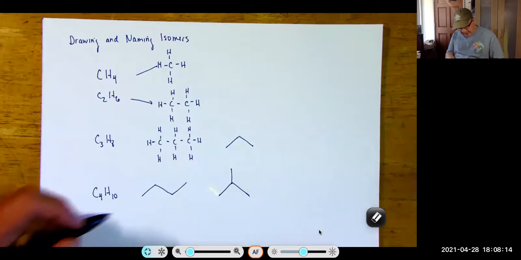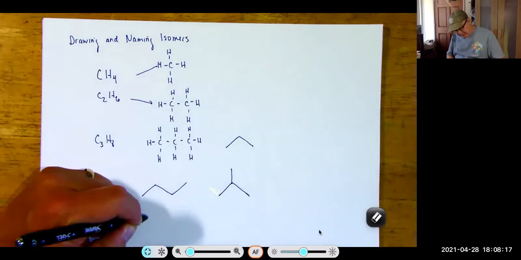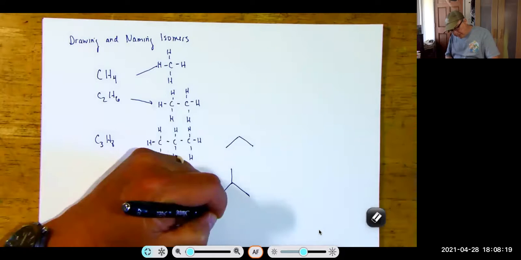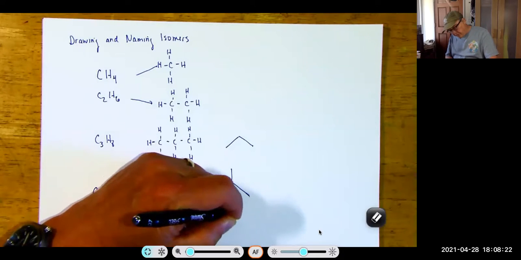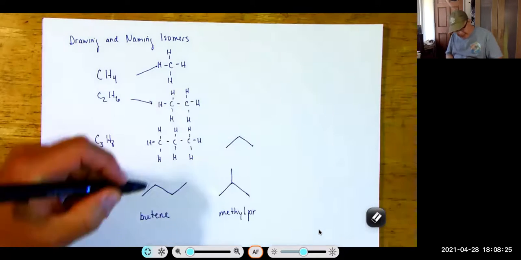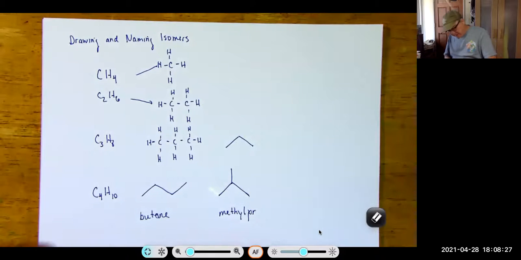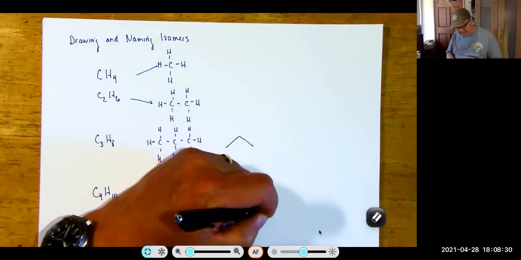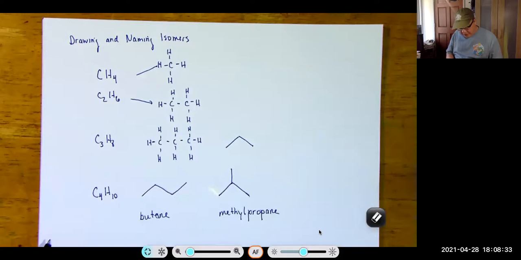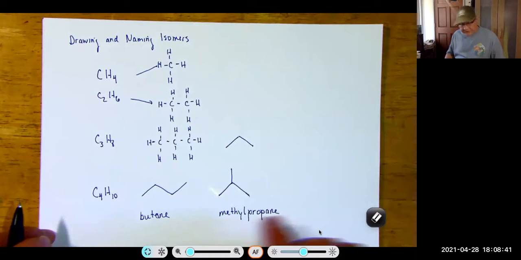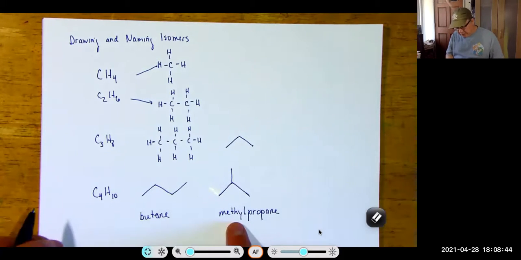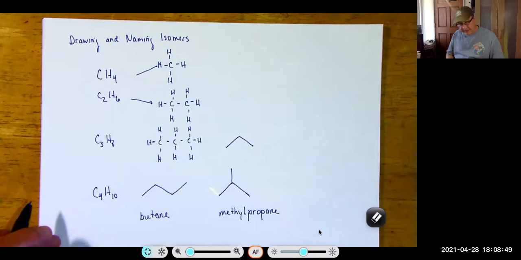Okay, now when we name these, this one would be called butane, not butene. This one would be called methyl propane. So when you name these, you name the longest chain first. That's the parent name. And then you name the substituent. You also tell people where the substituent is. In this case, we don't say 2-methylpropane, although it is on carbon 2, because it can only be on carbon 2.